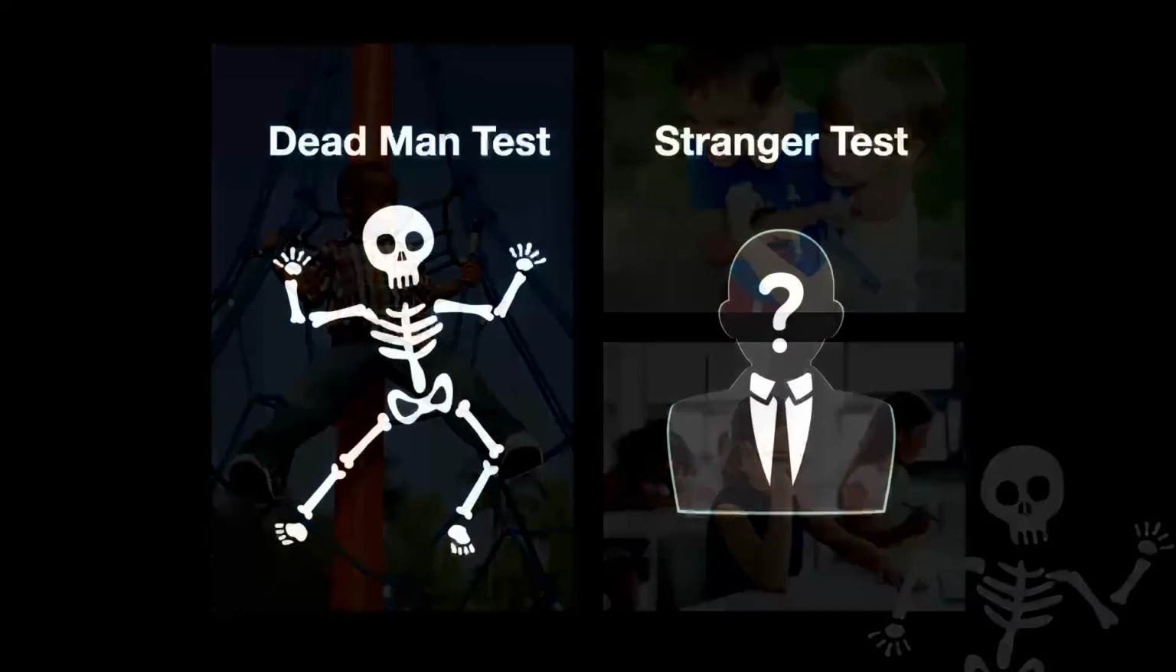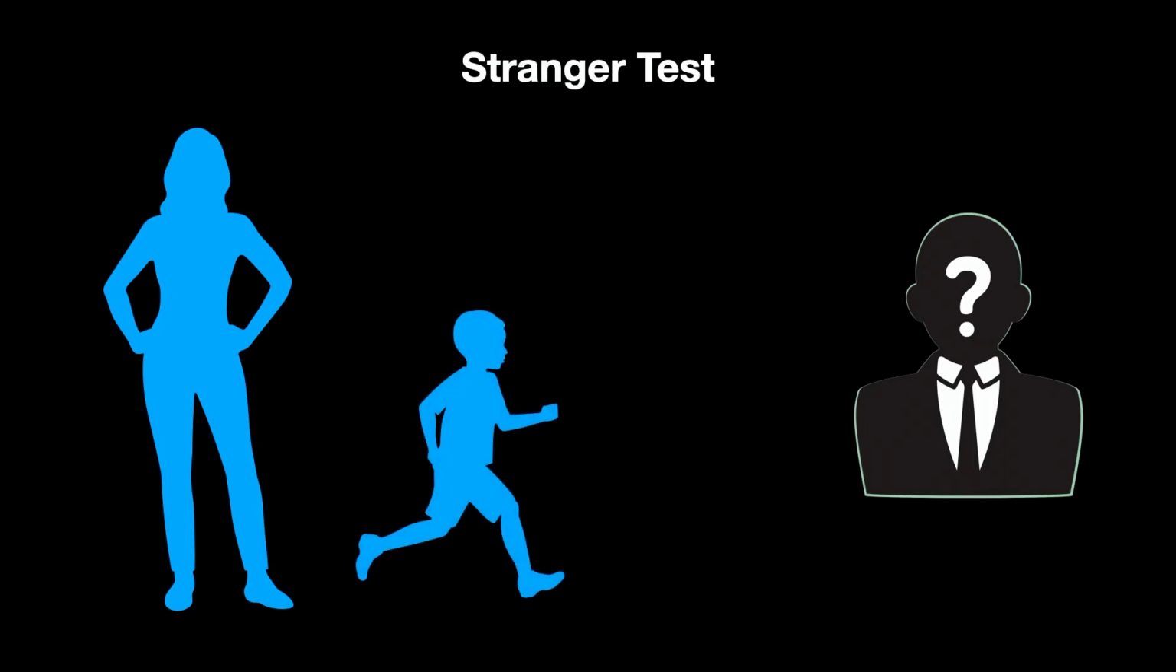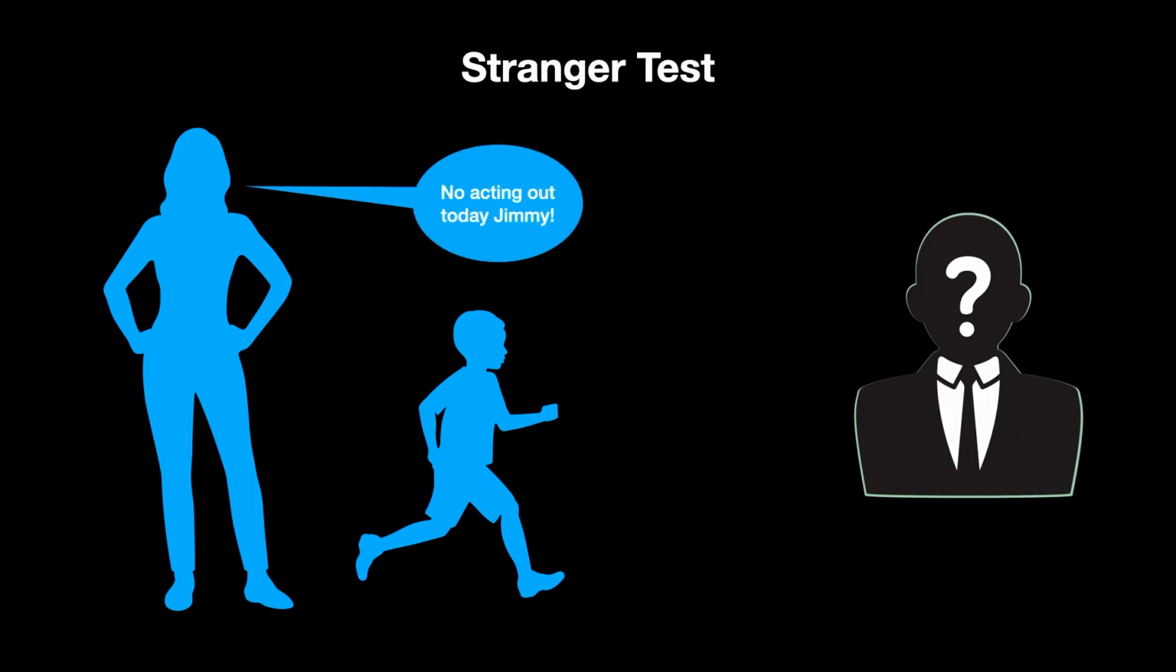Okay, we move now to the stranger test. Now in the stranger test, we're going to use an example. Here's a woman, and here's her child running off to play for the day. And she says, no acting out today, Jimmy.